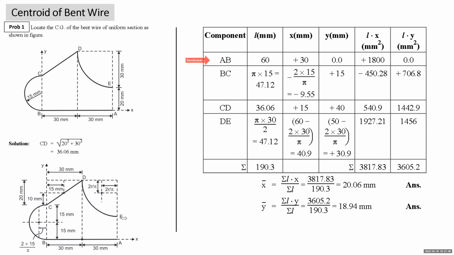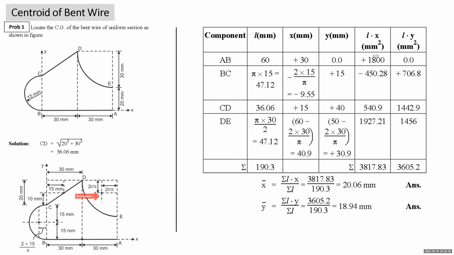Quarter circular arc, its length will be pi r by 2. R is 30, pi into 30 by 2. Right, centroid of quarter circular arc is at what distance from y-axis? It is right of y-axis, x coordinate is positive. How do you get it? 60 minus 2r upon pi will be x coordinate, positive. Y coordinate of centroid of circular arc will be positive since centroid is above x-axis. Y coordinate is 50 minus 2r upon pi. You got it 40.9, 30.9. Rest all you will do the calculation.